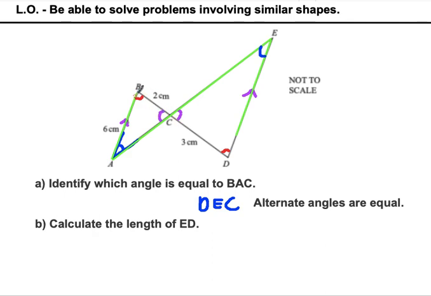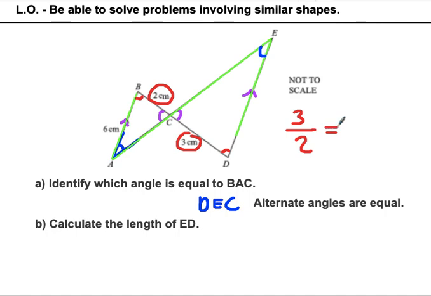Because these two angles are the same, the 2 centimeter length BC and the 3 centimeter length CD correspond with one another, and that allows us to create a multiplier. We can multiply the 6 centimeters by this multiplier to find DE. To put this into action, we need to find our multiplier. I'm going to do the longer length divided by the shorter length so that I can find the multiplier from the smaller triangle to the bigger triangle.